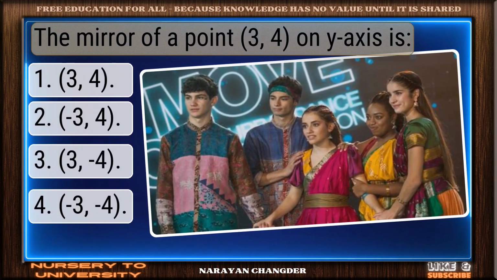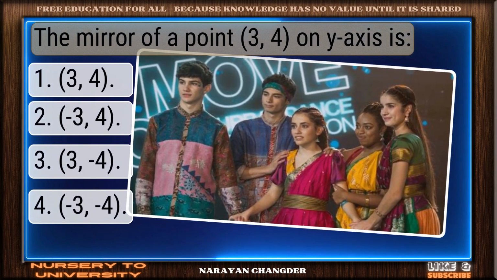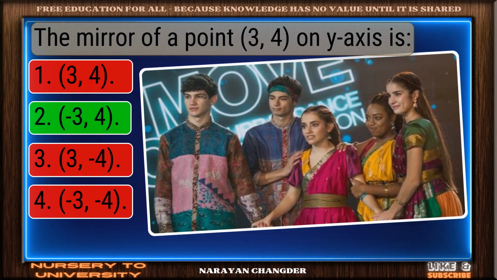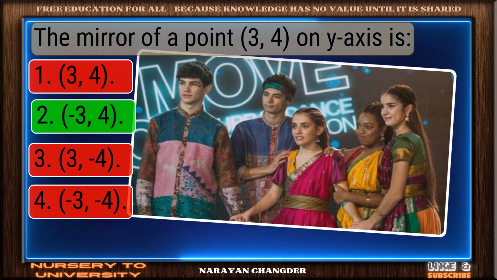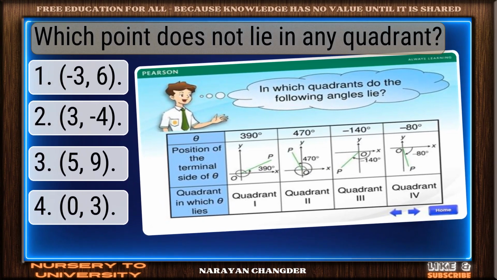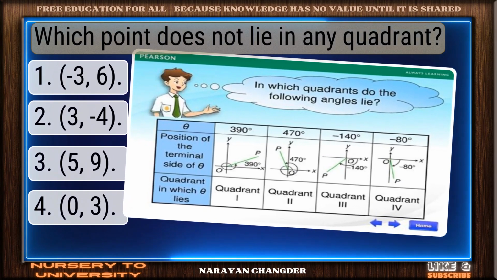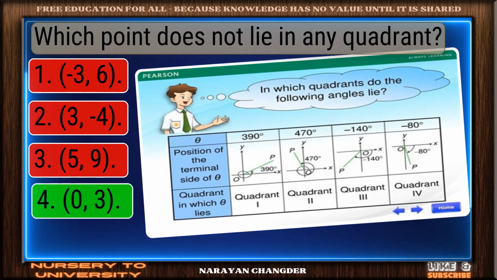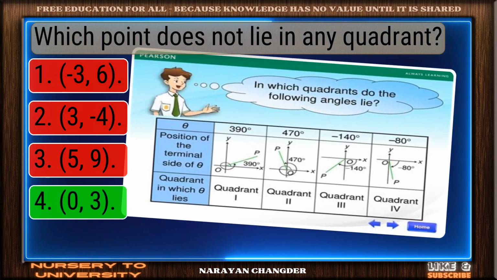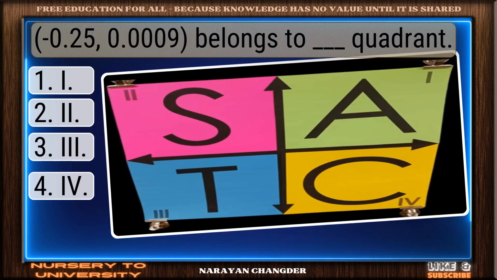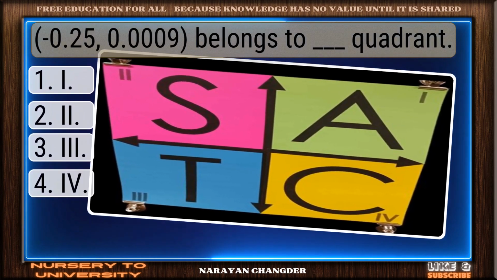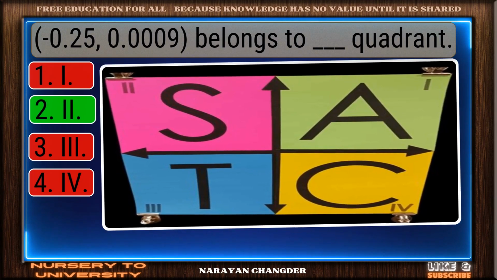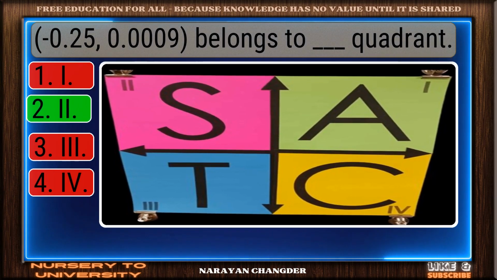Question number 151. The mirror of a point on y-axis is. Clear logic. Your choice is sound and 100% true. Question number 152. Which point does not lie in any quadrant? Great job. Is the accurate answer. Question number 153. Belongs to dash quadrant. Right again. I is a valid answer.